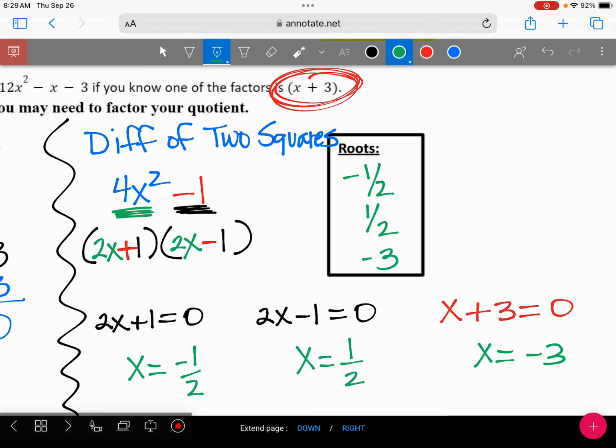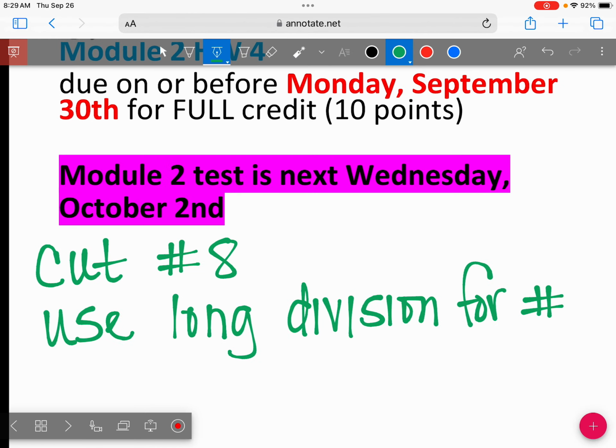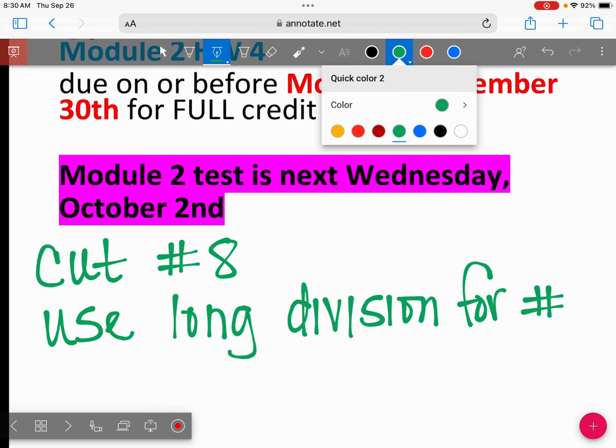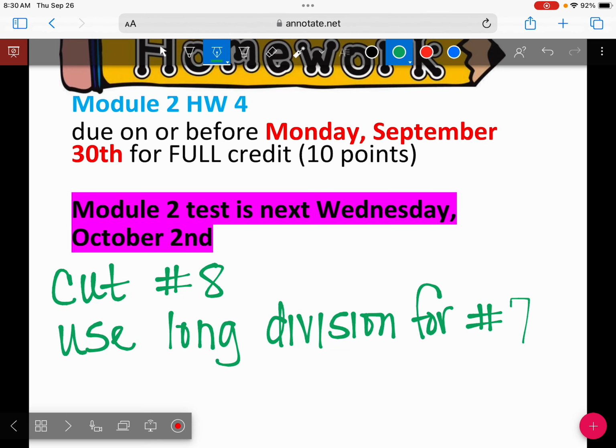All right, can everyone take out homework 4? There's a couple changes I need to make to that homework assignment. Okay, you do not have to do number 8. Go ahead and cross off number 8. And then for number 7, it says use synthetic division, but we're not going to learn that until the next chapter. So use long division for number 7. And remember, the homework is due on Monday.